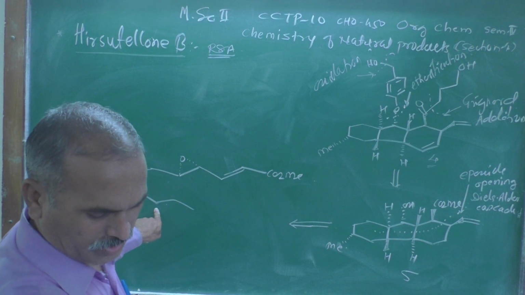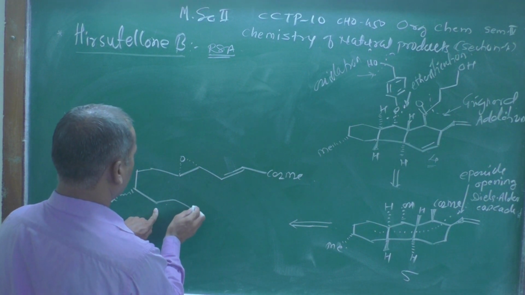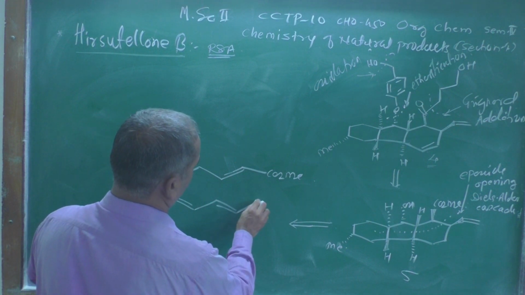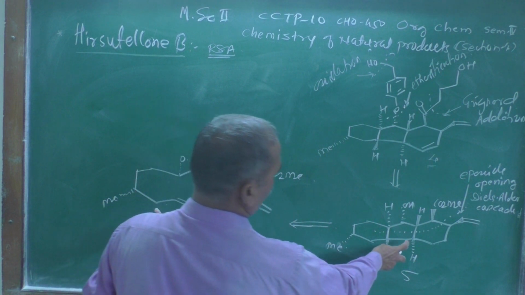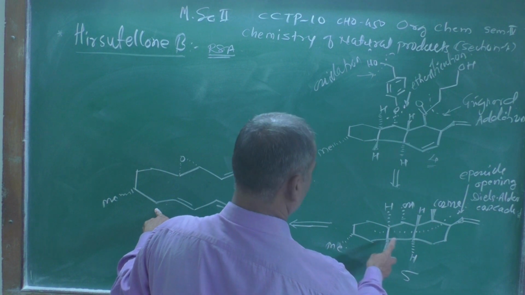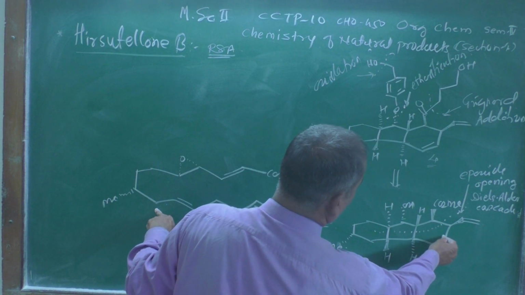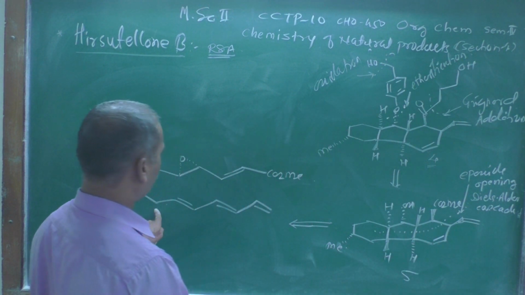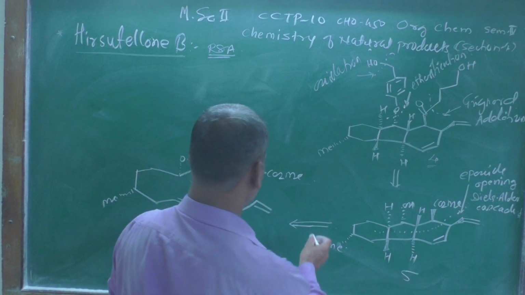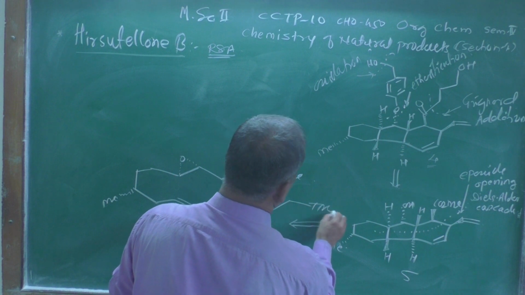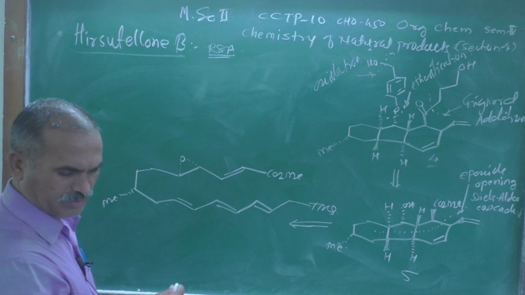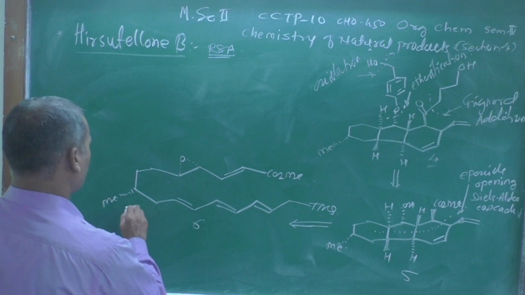After the methyl CH2, then there will be a double bond, here is a double bond, not here, one more double bond, this double bond remains as it is. 3 double bonds are there, then TMS. This is the structure we got, and that is structure number 6.